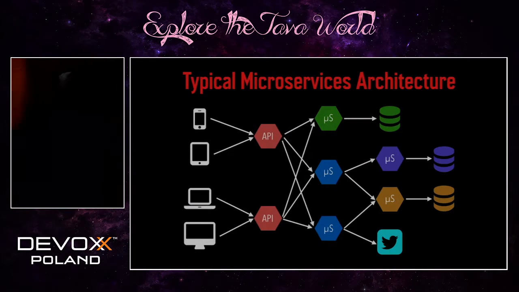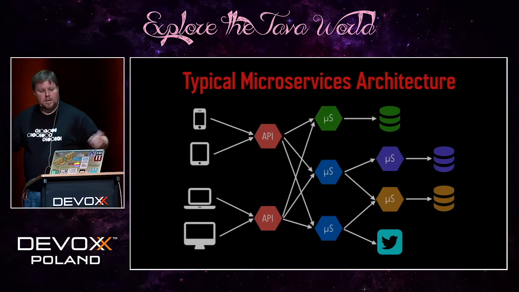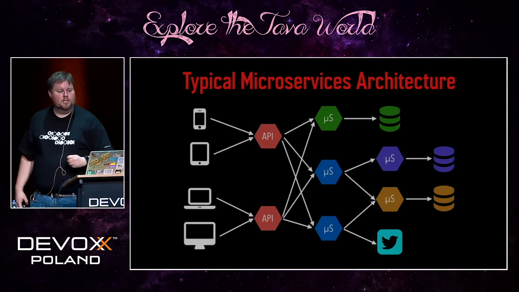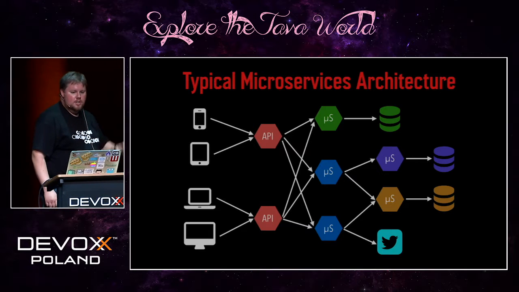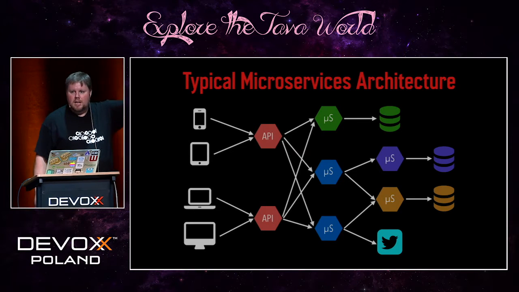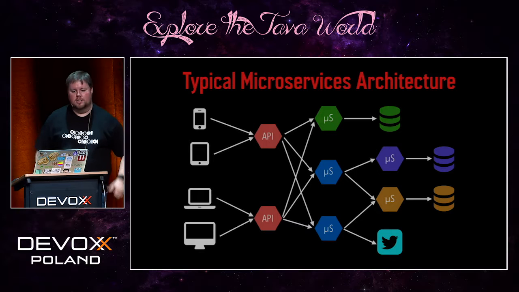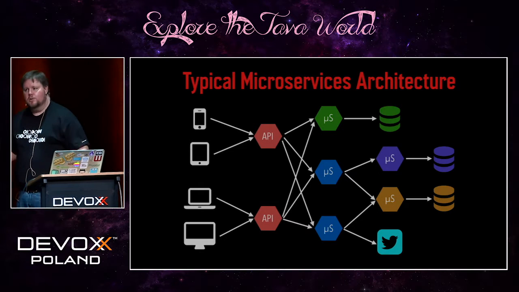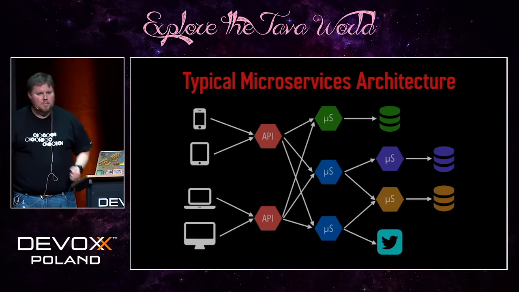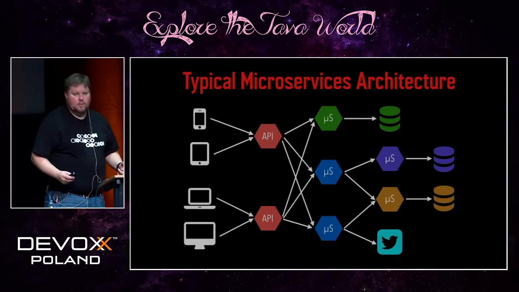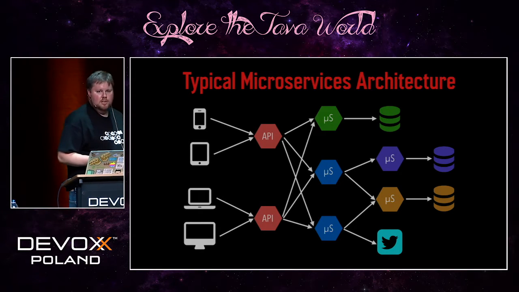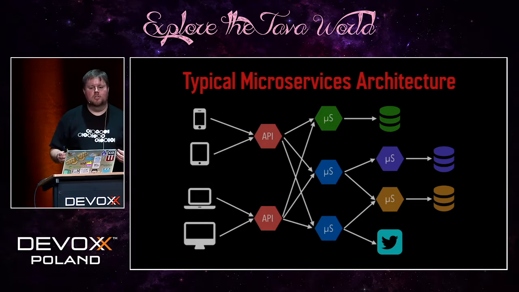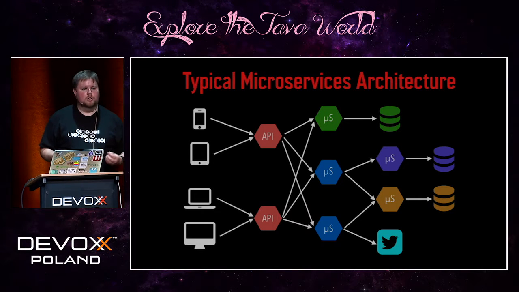So let's throw a straw man microservices architecture on the screen. We've got some devices that are talking to some API edge services that are talking to other services that are talking to other services that are talking to databases and other systems and so forth. The question that we have to ask is, how does this change the way that we actually start to write code?